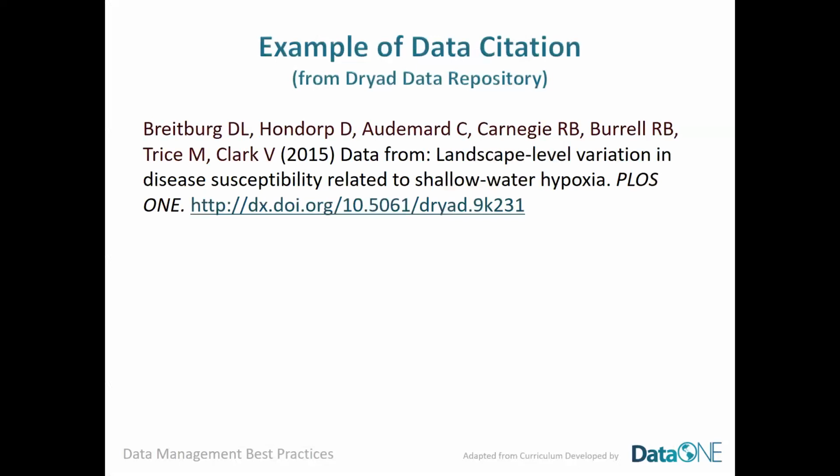So you see in this example, the authors of the data set, and this is really the data creators, which are similar to the author of an article. This is the date that the data set was created, 2015. And then the title of the data set is often described as "Data from," and then the name of the article that it is linked to. So "Landscape level variation and disease susceptibility," and so on, that is the name of the article, which is published in PLOS One. And then the data set can be found at that DOI.